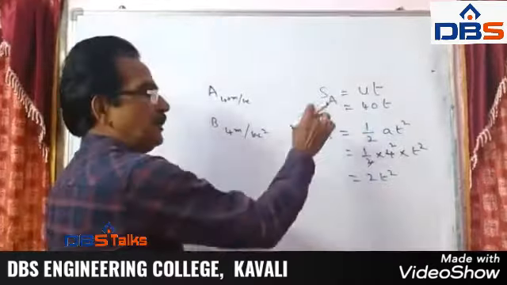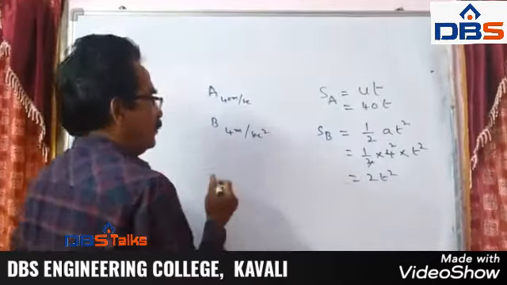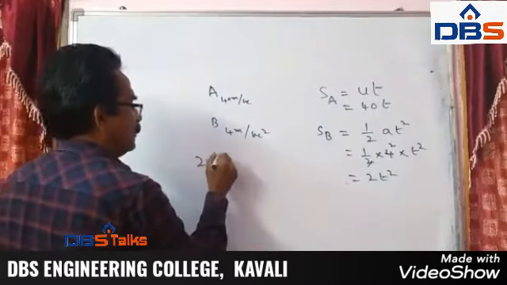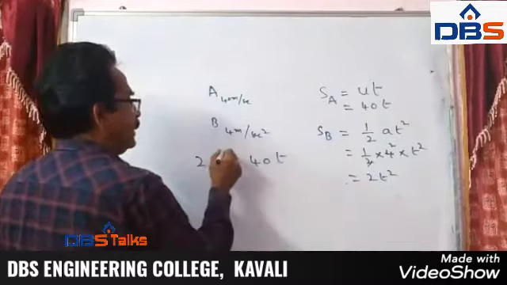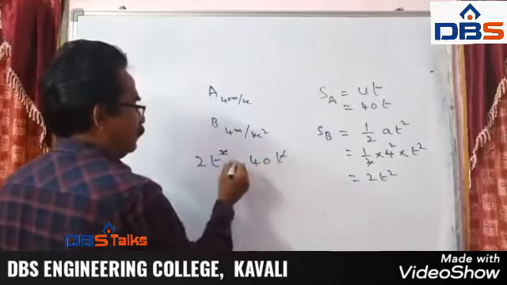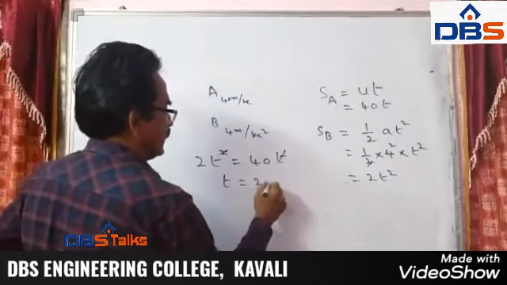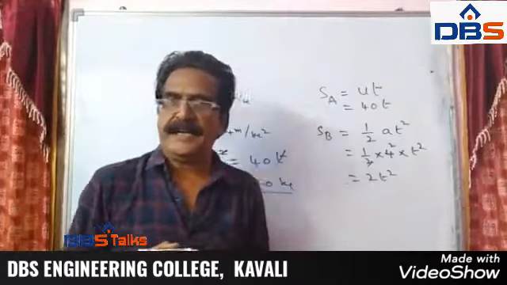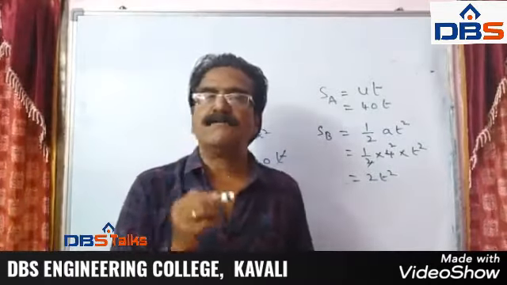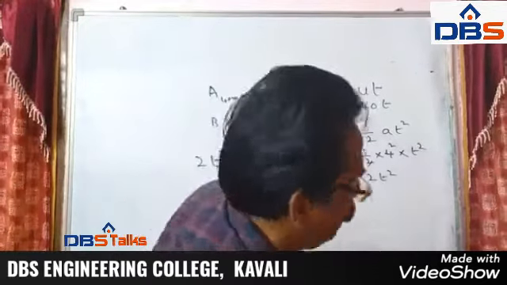Now these two distances are equal because they met at one point. So 2t square is equal to 40t. t cancels, 2t is equal to 40, t is equal to 20 seconds. So B will catch A after 20 seconds. Easy problem, friends. So let us see one more problem.